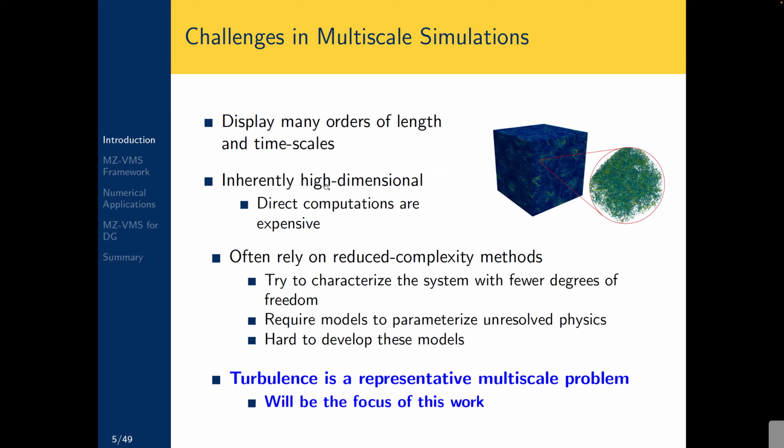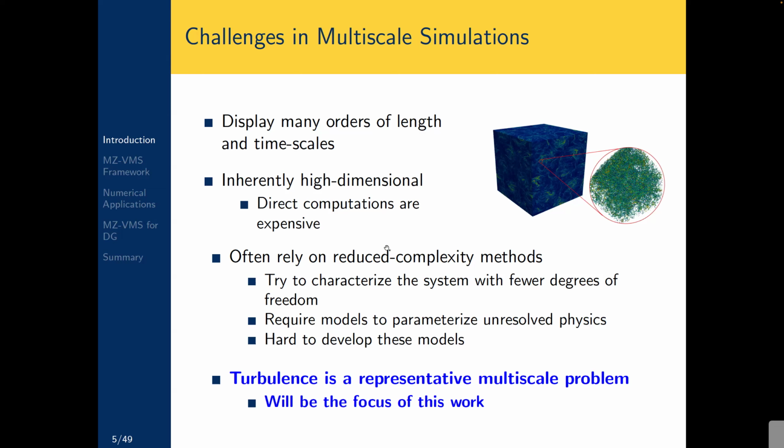The main challenge, of course, is that because of this wide range of length and time scales, when you numerically discretize them, they're inherently very, very high dimensional. Since you need to discretize all this important physics in space and time, direct computations become prohibitively expensive. They can take months or even more on modern supercomputers.